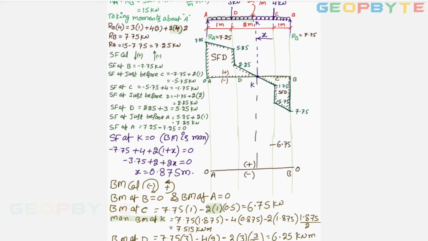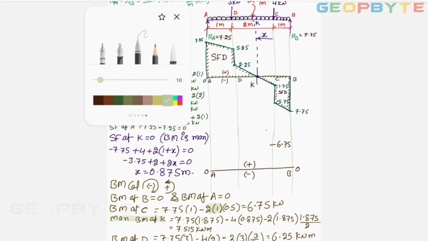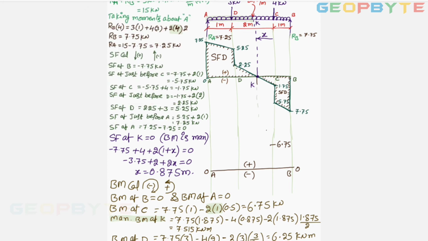At K, 7 point. Let us change the reference line. It is dominating. The reference line should be selected such that it should not be dominating the main diagram. So along the K line, maximum bending moment is 7.515. And at D it is 6.25, just below the 6.75, right.